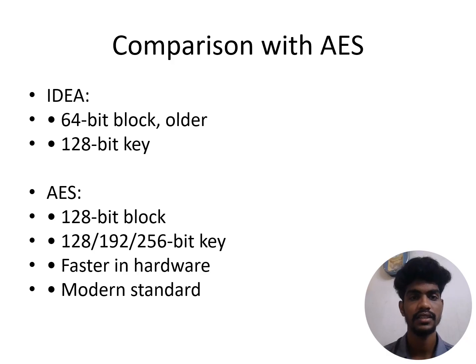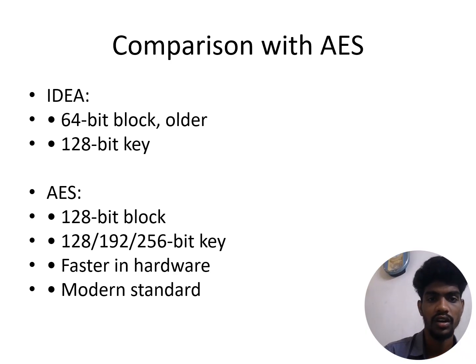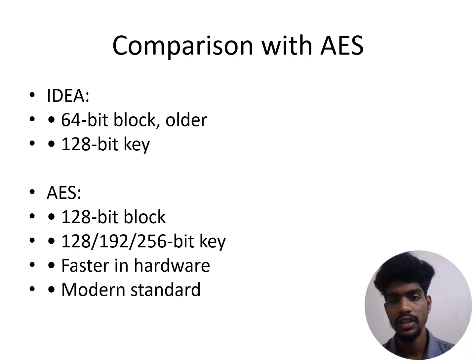Comparison with AES. Although IDEA was strong, AES eventually became the global standard. AES uses a 128-bit block size and supports 128, 192 and 256-bit keys. It is faster, more efficient on modern hardware and approved internationally. While AES is widely used today, IDEA remains historically important and is still found in legacy systems.